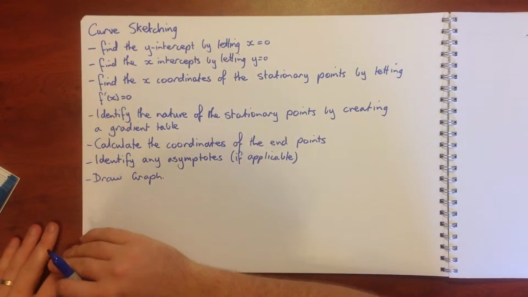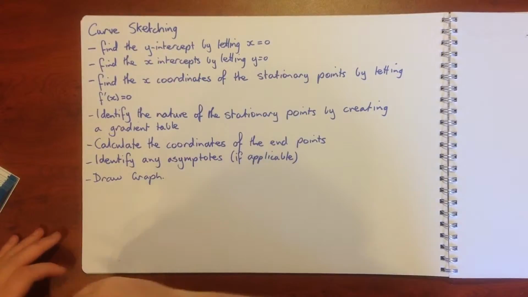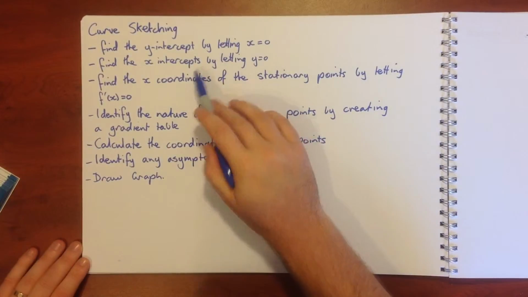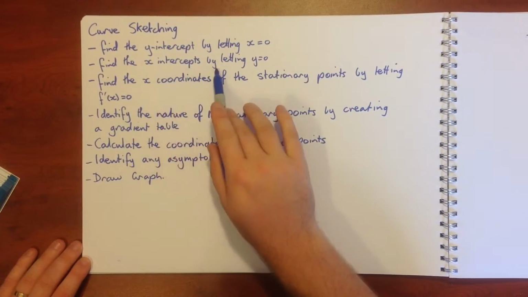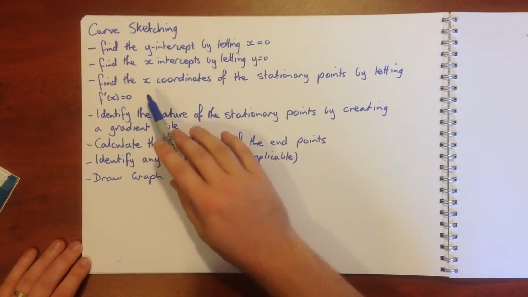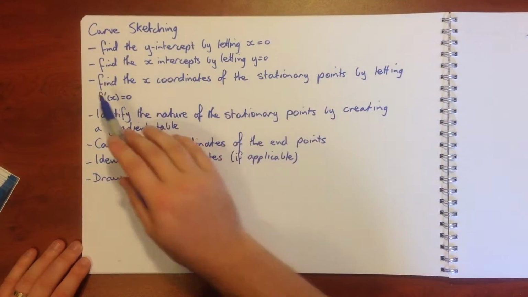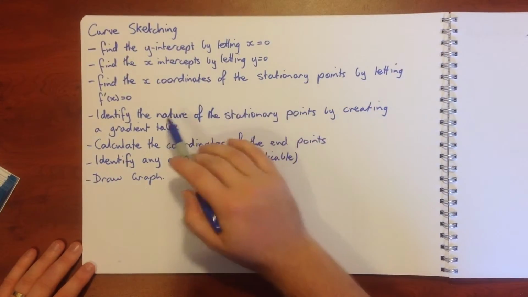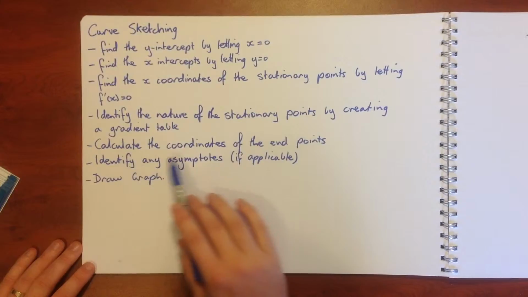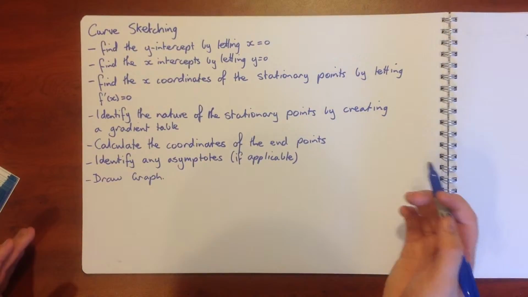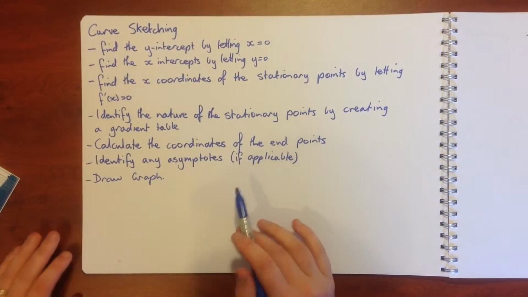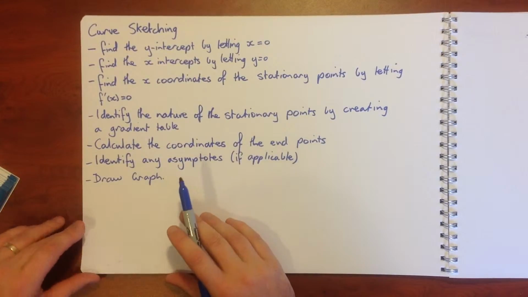Okay, to curve sketching. So, if we're going to graph curves now, or graph our functions, we need to find the y-intercept by letting x equal 0. We need to find the x-intercept by letting y equal 0. We need to find the x-coordinates of the stationary point by letting our derivative equal to 0. We need to identify the stationary points by creating a gradient table. We need to calculate the coordinates of any endpoints for our domain. We need to identify if there's any asymptotes, and that's only if it's applicable. A lot of the time that won't be, and then we can actually draw our graph.